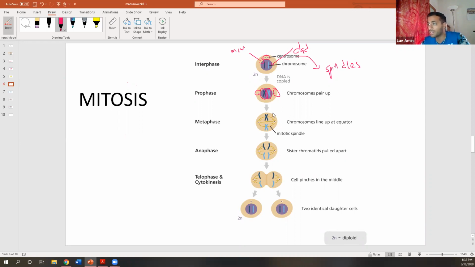Now what's going to happen in metaphase is that these line up in the middle, right? Just so it's easier to divide. If they were in this structure, as you can see in prophase, then our spindle would not be able to attach correctly to each specific chromosome. So in the metaphase, we line them up in the middle, and the mitotic spindle attaches to each chromatid, and it basically starts pulling them apart in anaphase, right? Sister chromatids get pulled apart, and essentially now you have two cells ready to go, right?